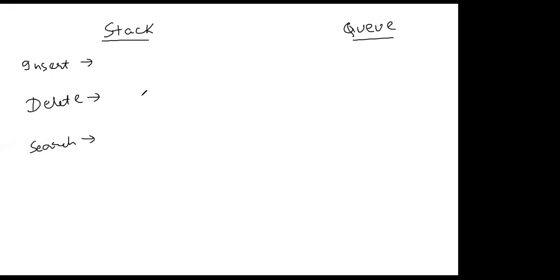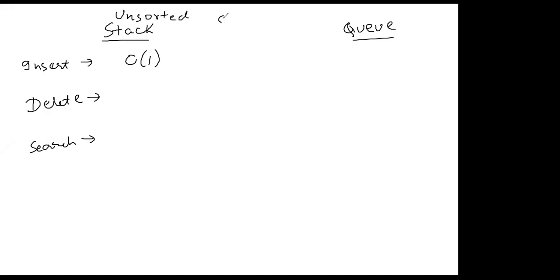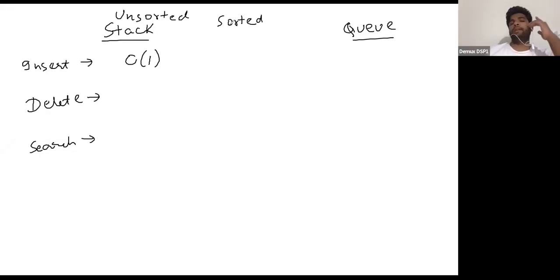So if you have to insert on the topmost position, it will be O of 1. And for insertion, if we need to insert a number in between, then we have to pop all the other elements, and then insert that, which is the sorted stack. If you are keeping an unsorted stack, then it is O of 1, right? If it is a sorted stack, then you might have to pop elements. Okay.